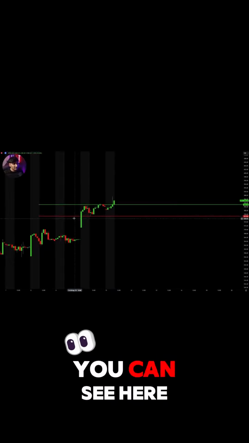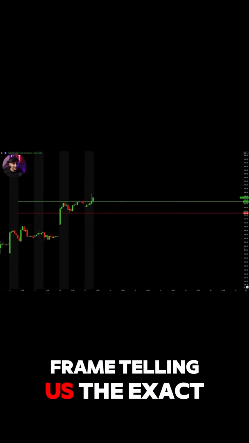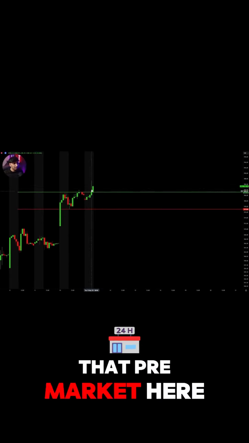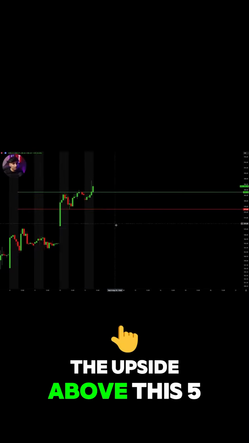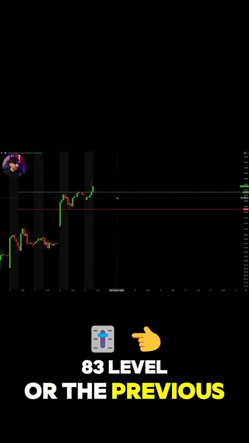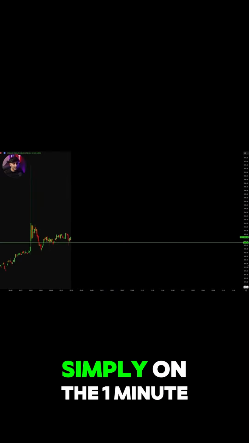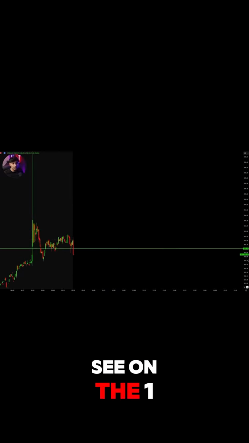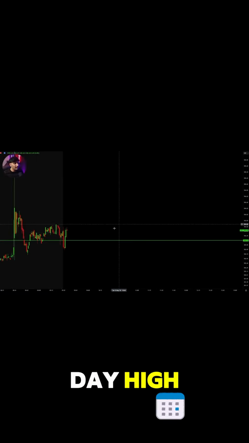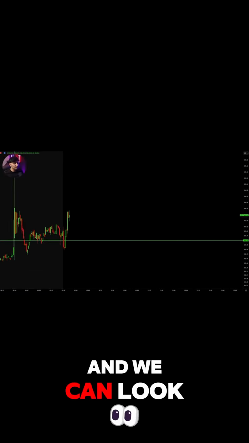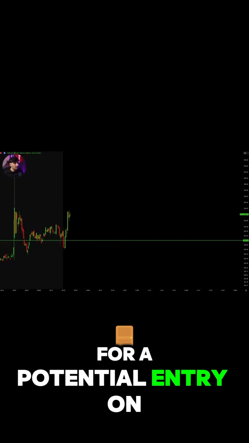Now, once again, you can see here the 1-hour time frame telling us the exact same thing: pre-market, which is the gray shaded area, we are breaking to the upside above this 583 level, or the previous day high. And now we are simply on the 1-minute time frame. All we need to see on the 1-minute time frame is that as long as the stock is above this previous day high, we look for an uptrend, and we can look for a potential entry on this name.